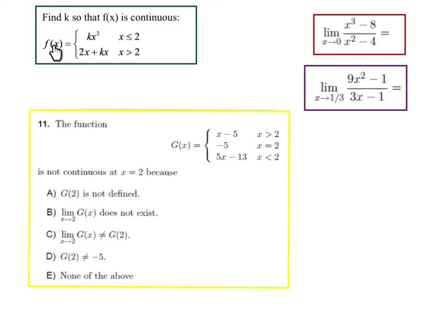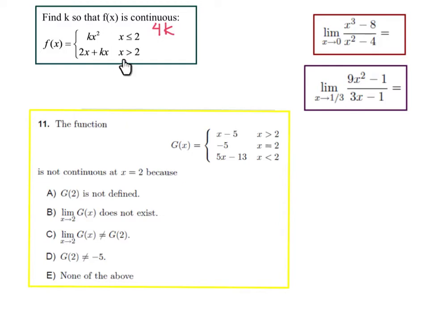Now, to be continuous, remember there are four things. The limit from the left side and the limit from the right side must be the same. The limit must exist, and the limit must be the same as the function's value at the point. Well, all of that is really overboard for this problem, because to make something continuous, if I plug in 2 to here, I get 4k.